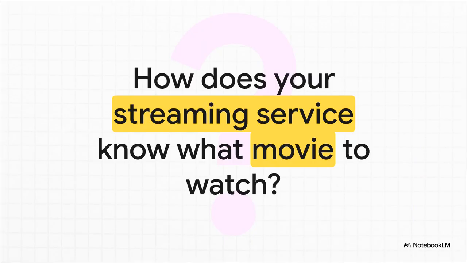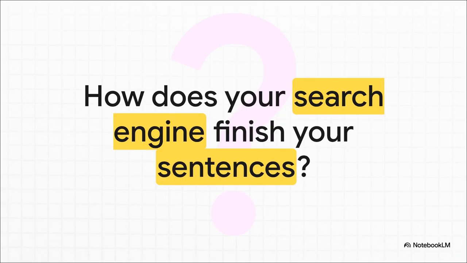I mean, really think about it for a second. How on earth does your streaming service seem to read your mind? It suggests that perfect movie right when you're in the mood for it. How does it do that? And it doesn't stop there, right? What about your search bar? How does it seem to know what you're thinking, sometimes finishing your thought even before you fully formed it yourself?